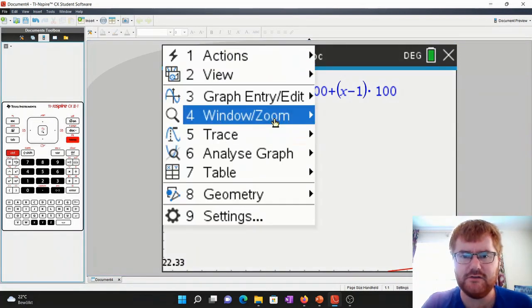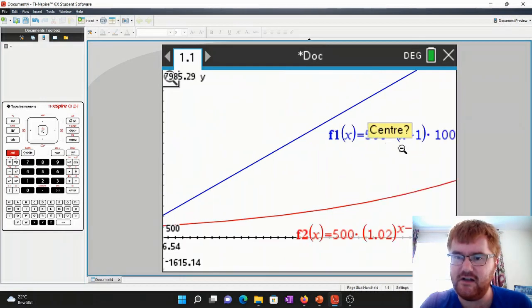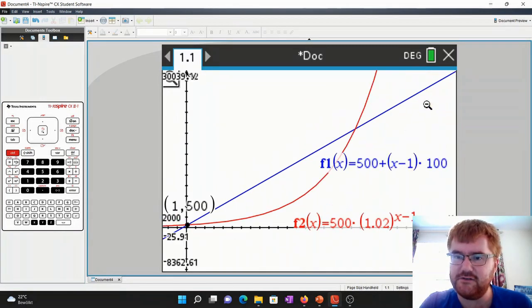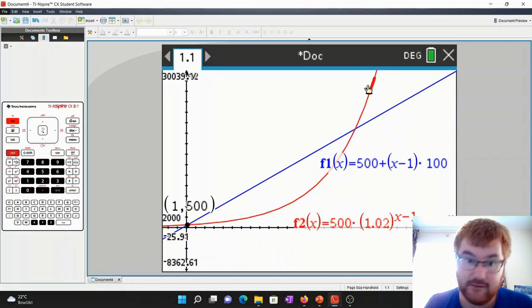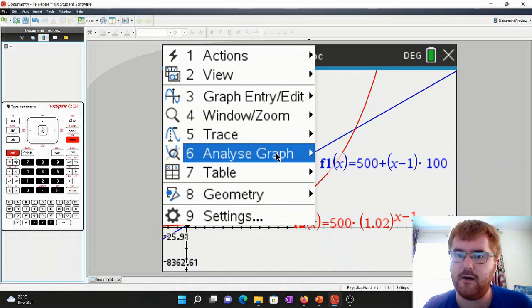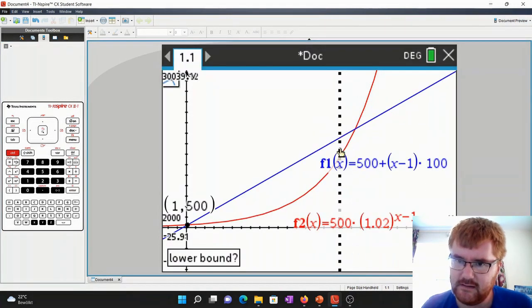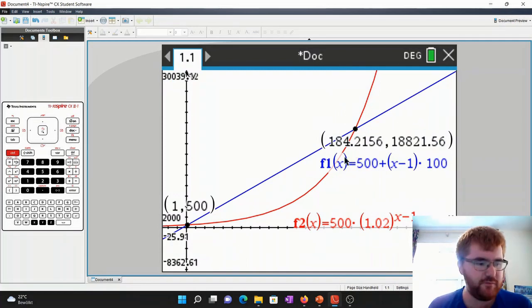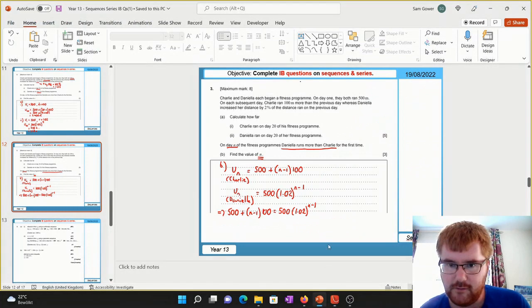Now, dragging's not working too well here, so I'll just use zoom out instead. And notice if I zoom out enough, you'll notice they actually do meet again. So it's all about knowing how to use your graphical calculator correctly. So we're actually looking for this point when, as you can see, Daniela's running lots and lots and lots after that amount of days. So we go again, same operation, analyze graph, and intersection, click before, click after, and notice we'll actually get 184.2. So that's what we're looking for here.